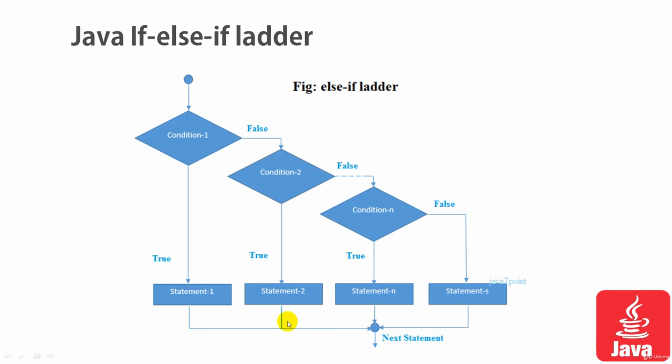Then if the first condition is false, the second condition is checked. If it is true, it will be executed. The first will not be executed and no other statement will be executed, and it will move out of the loop. Then if both the first and second conditions are false, the third condition is checked, and similarly till then. If all conditions are false, we have the else statement.